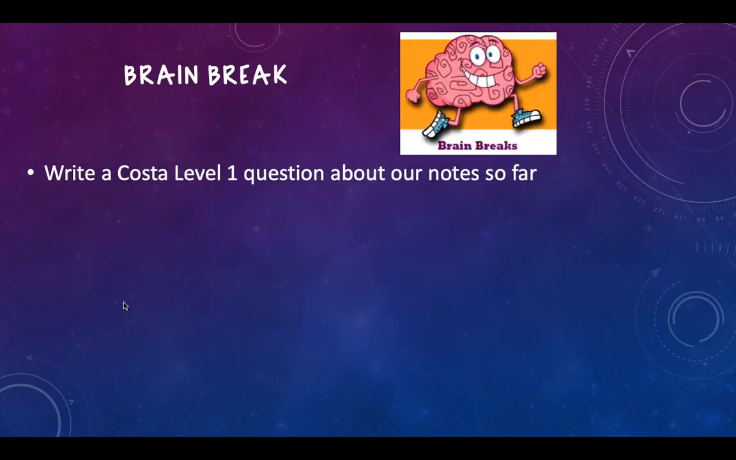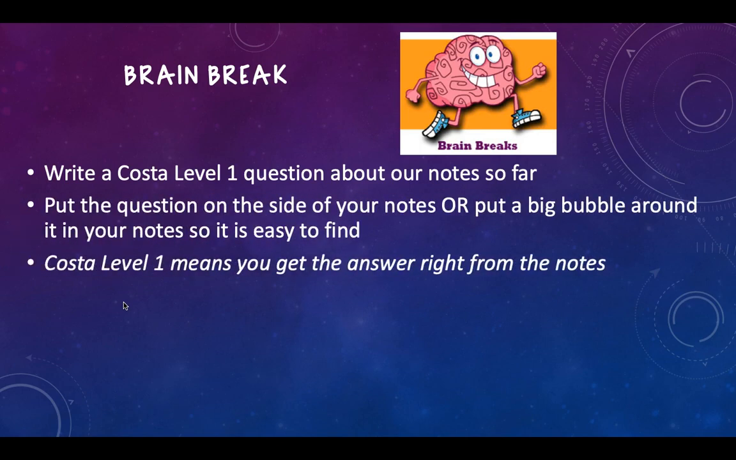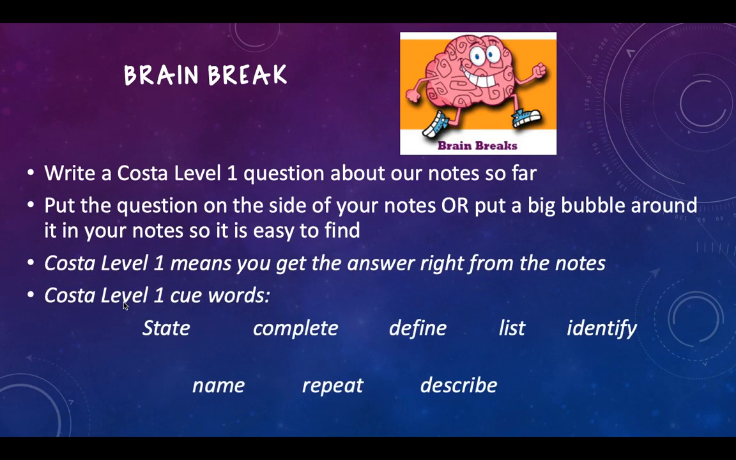All right, go ahead and take a little break and do a Costa Level 1 question so far. You get the answer right from the notes. So this could be list the 3 particles inside an atom or define a proton, those kinds of things.